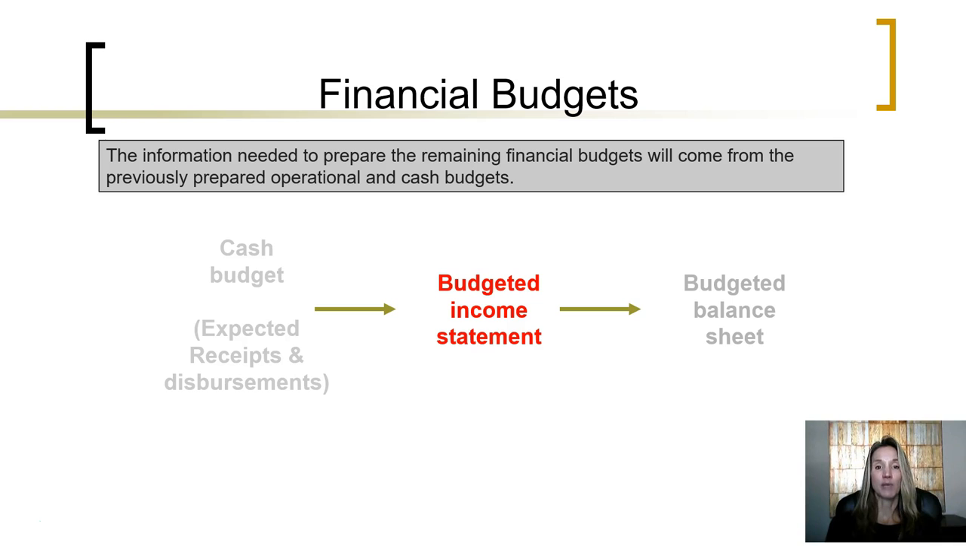The information that we will need to prepare these remaining financial budgets will come from the previously prepared operational and cash budgets. Really, most of the budgeting work has already been done leading up to this point in the budgeting process. Now we just need to pull together parts of information that applies to the company's calculated and budgeted upcoming period's income.